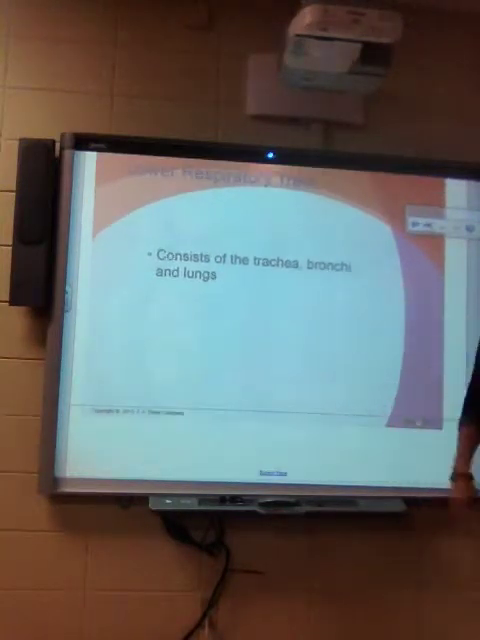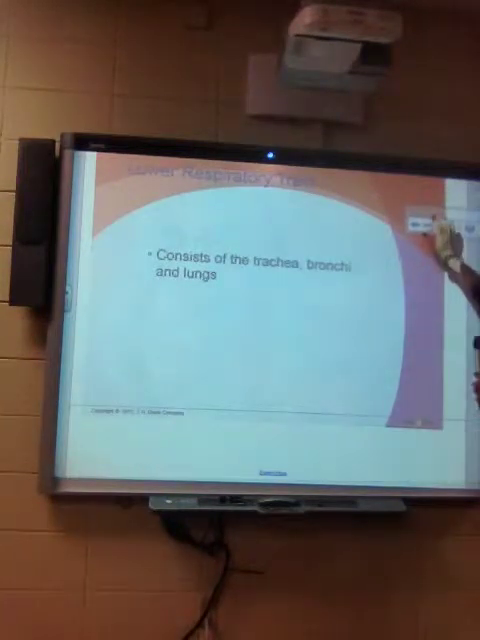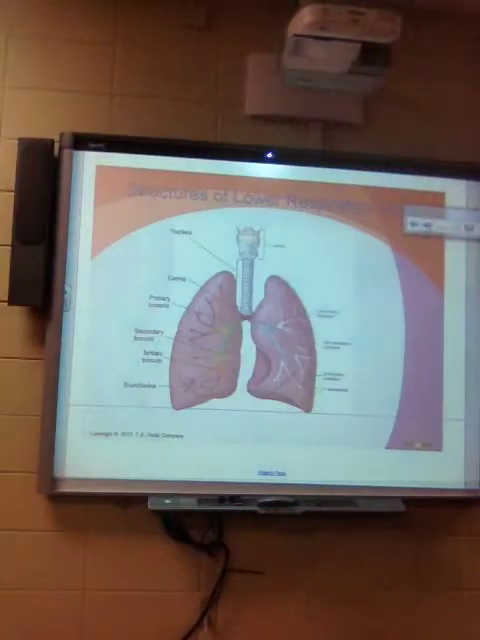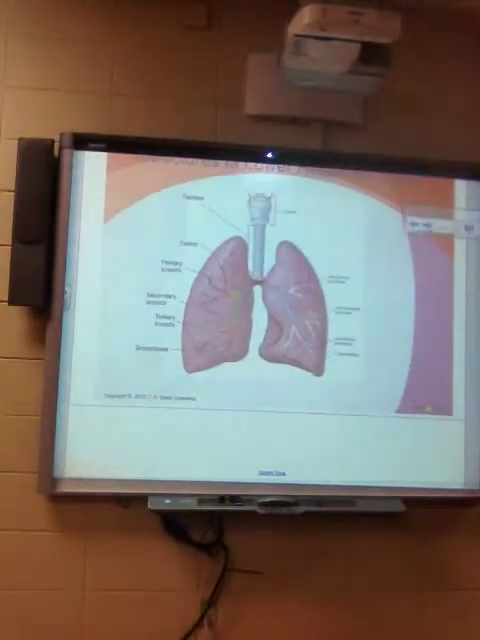Okay, let's get into the lower respiratory system. Lower respiratory system, yeah, it doesn't look like it contains much, but then we break that all down into all kinds of tiny stuff to make it real nice and easy.